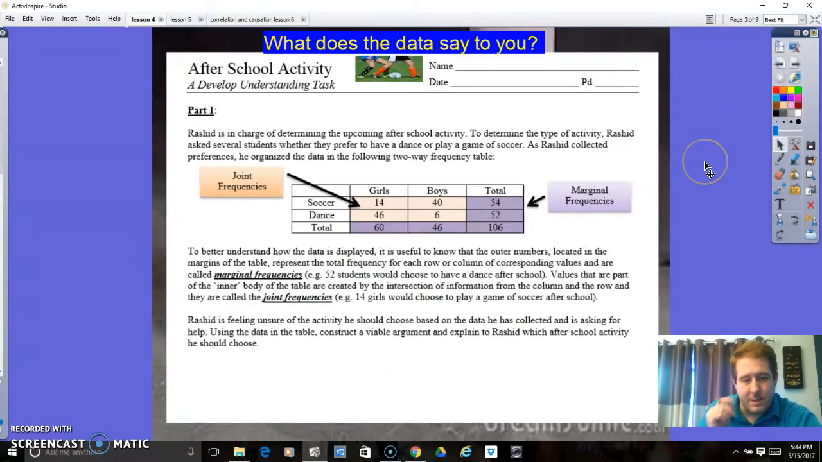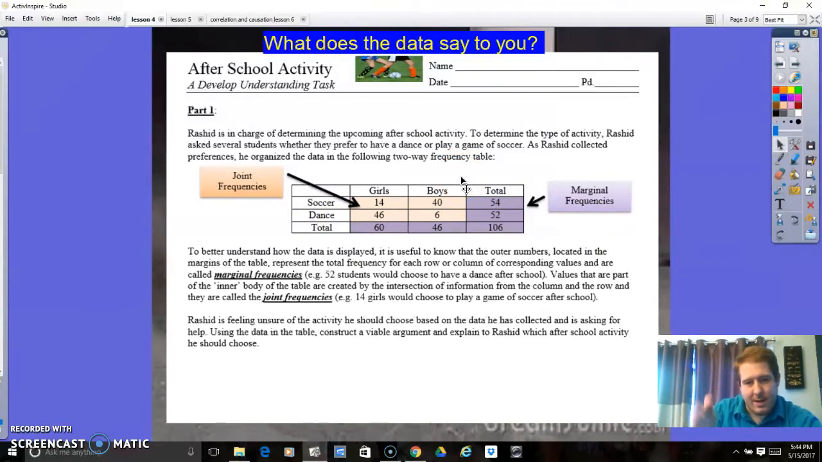All right, now, getting to what we're doing within this lesson, which is two-way frequency tables. Remember I said they both go horizontally across? So you'll notice that in the soccer row, there's a total here, which is adding up these two joint frequencies, gives you this marginal frequency. Now, think of the margins of a piece of paper. The margins of the paper are the outside edges. So the marginal frequencies are really just the totals. So when you add up all these numbers, you get 54. Dance, 46 plus 6 makes 52.